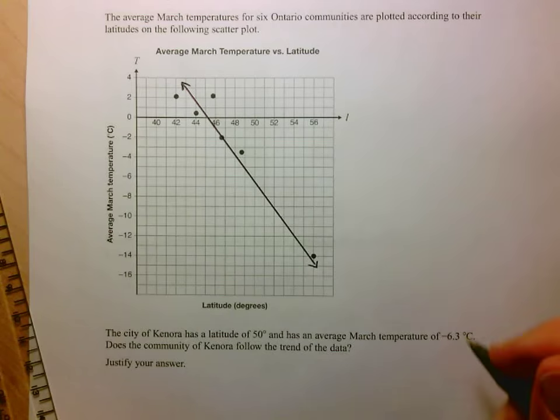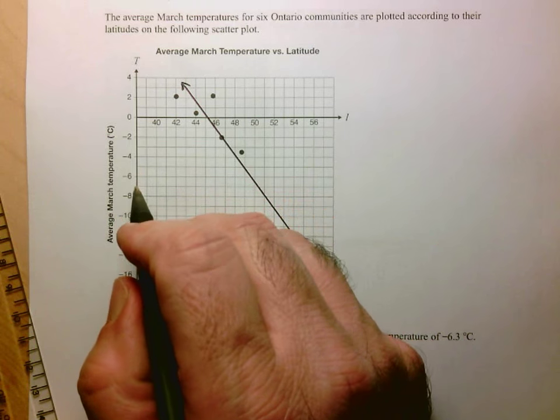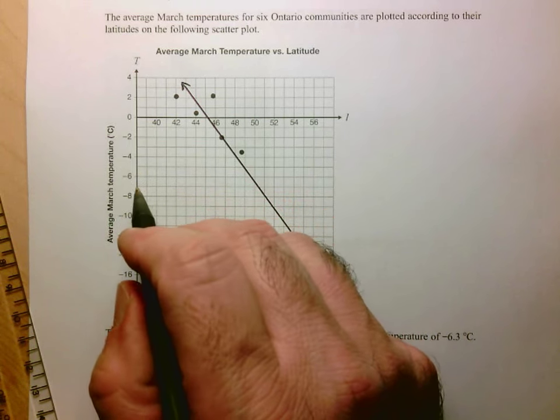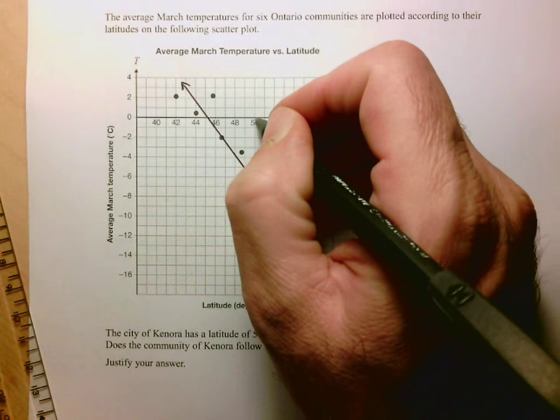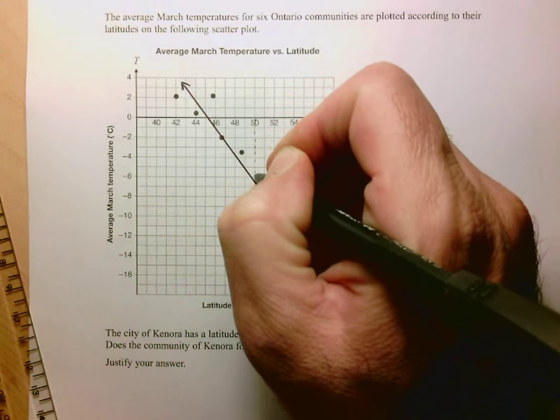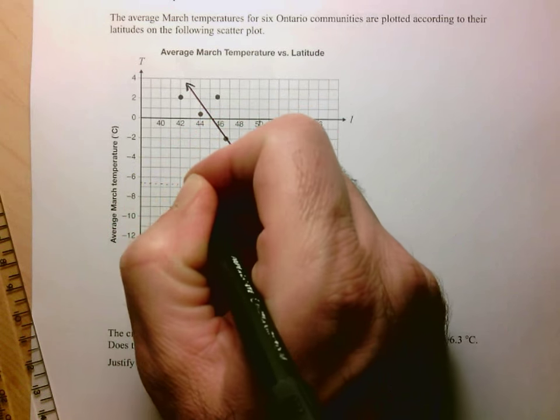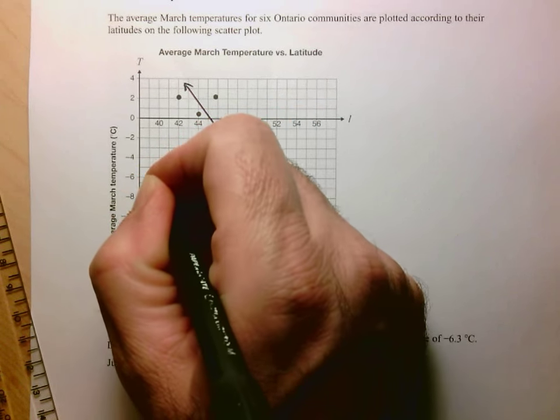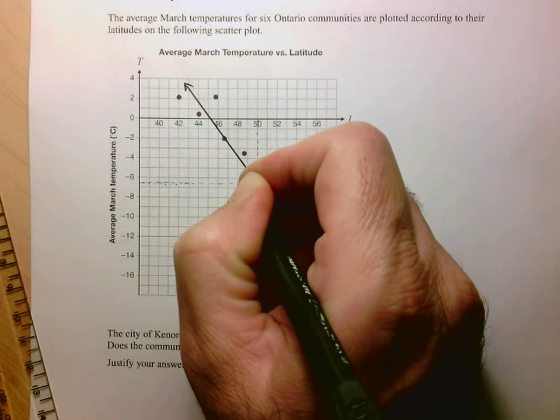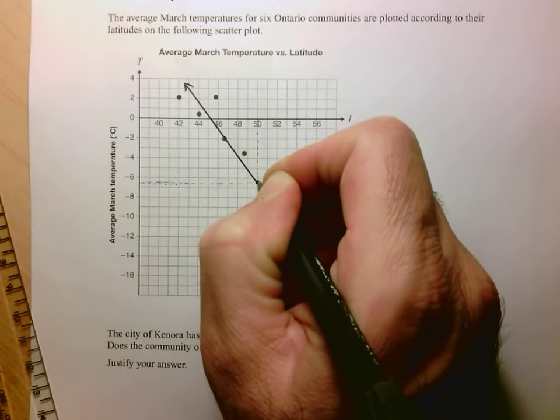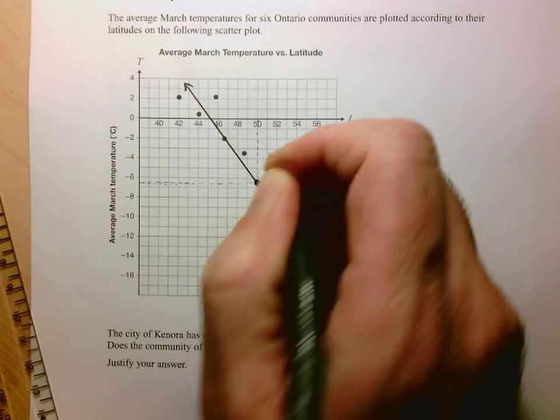So here we have a latitude of 50. Okay, so I'm going to go to 50 and negative 6.3. Well, negative 6.3 would be, if that's negative 7, so here I go down 50 and 6.3. Well, that's almost, it looks like it's actually right. Oops, 6.3 is maybe a little higher. My point is pretty much on the line.